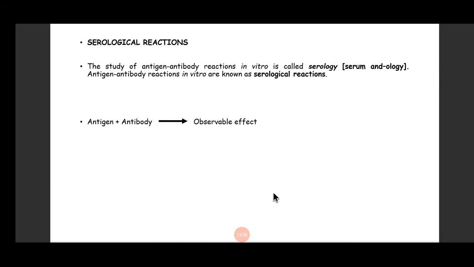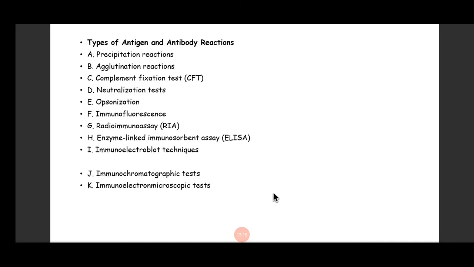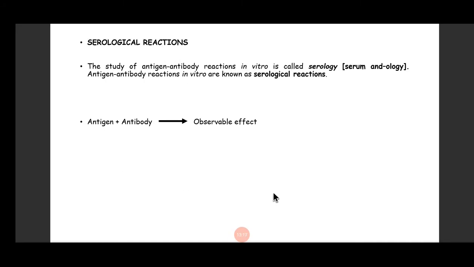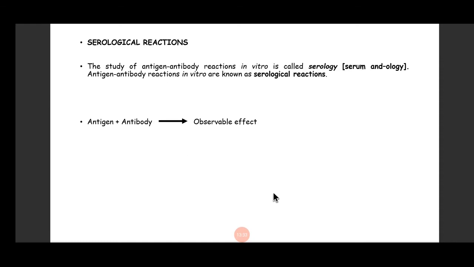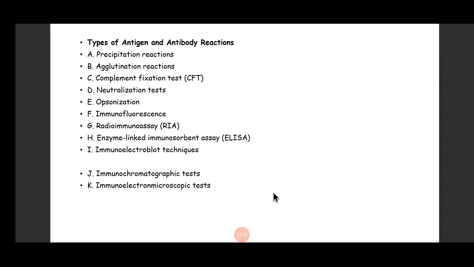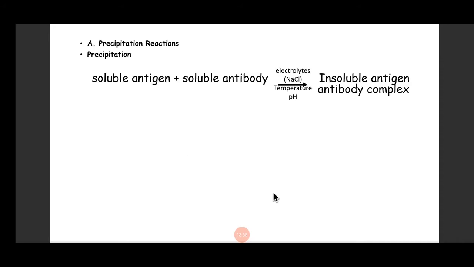These reactions, because they are often done in serum, are called serological reactions. And as I told you, they result in some observable effects. They are precipitation, agglutination, complement fixation, neutralization, opsonization, immunofluorescence, radioimmunoassay. So we are going to talk about these observable effects of the antigen-antibody reaction. The first one is precipitation.